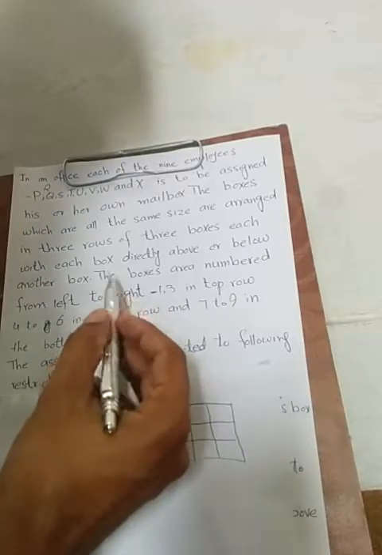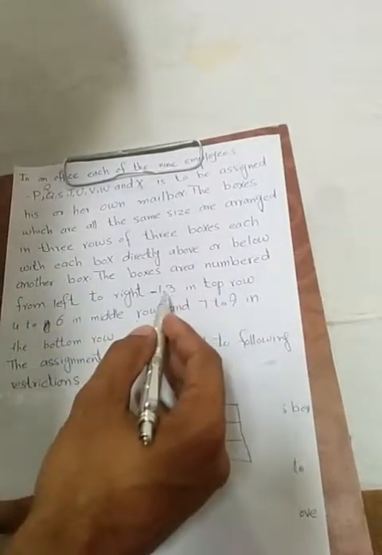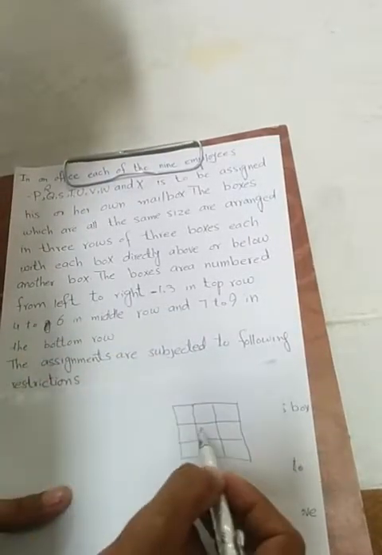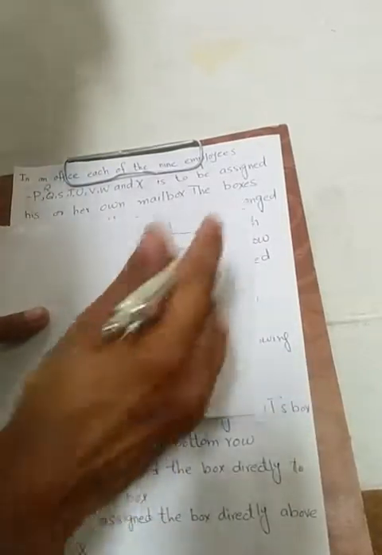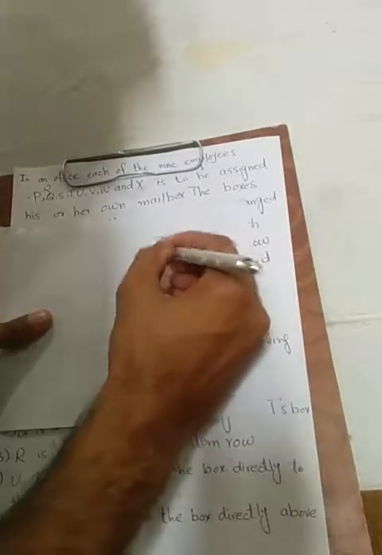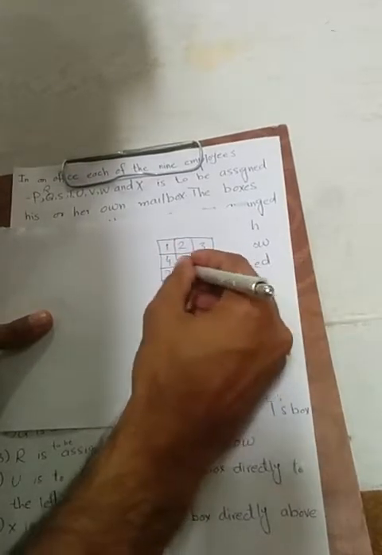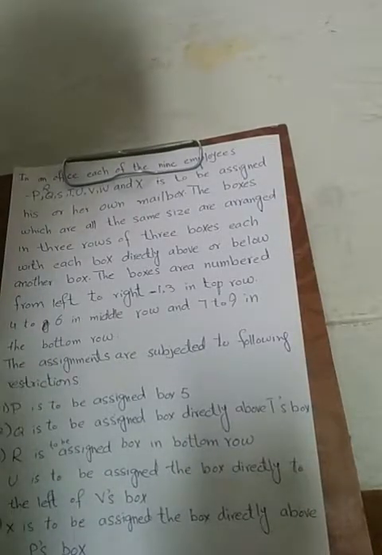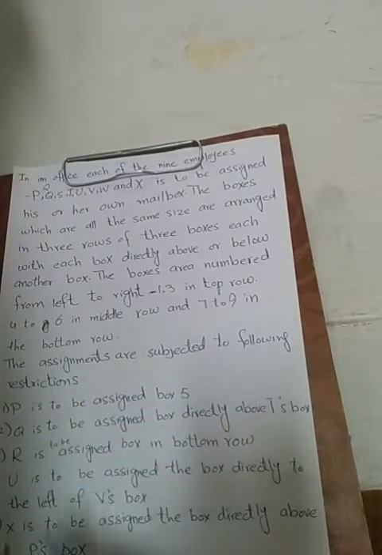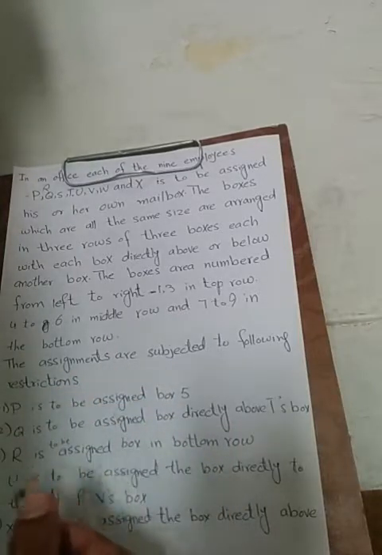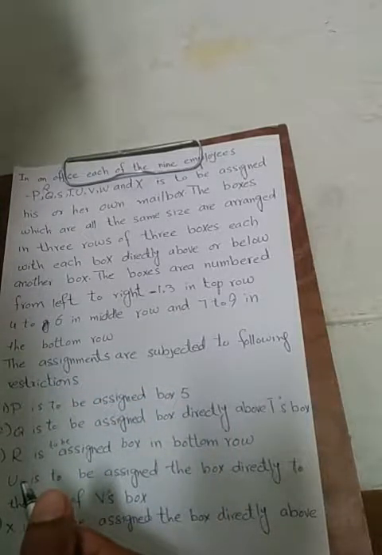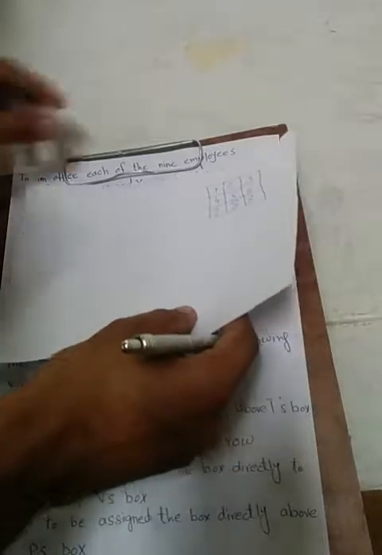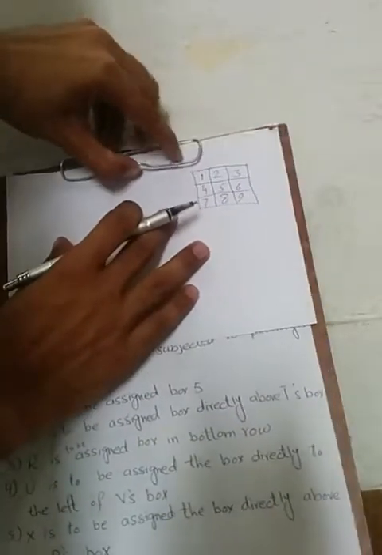Moving further, the boxes are numbered from left to right, 1 to 3 in the top row. In the top row, 1, 2, 3, and in the middle, 4, 5, 6, and in the bottom, 7 to 9. And I would write like this: 1, 2, 3, 4, 5, 6, 7, 8, 9. Now moving further, the arrangements are subjected to the following restrictions. There are some conditions. We have to watch them carefully, observe them and follow these conditions. So we move to the conditions, and we write them one by one.